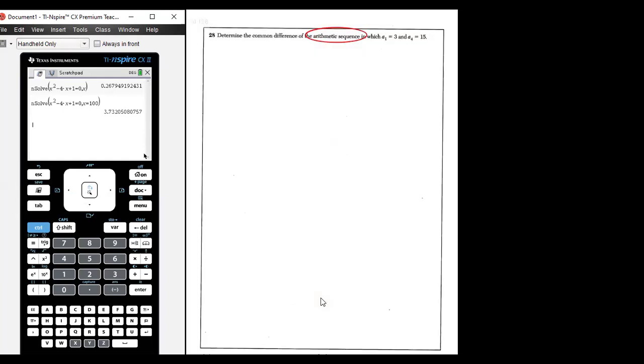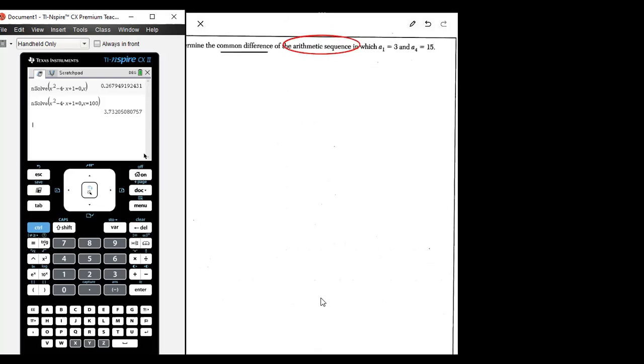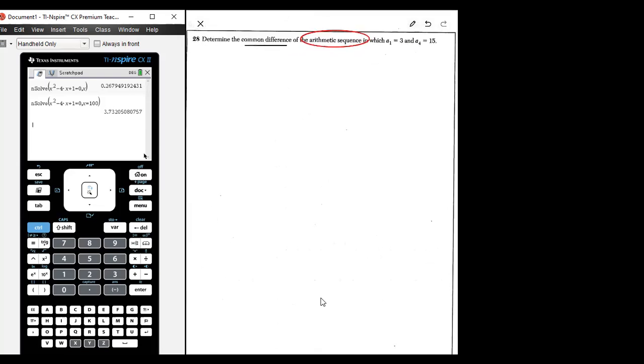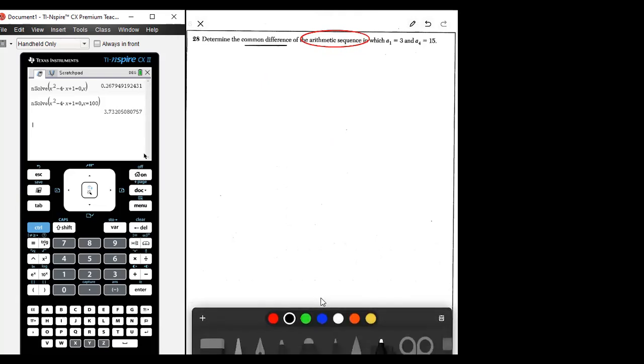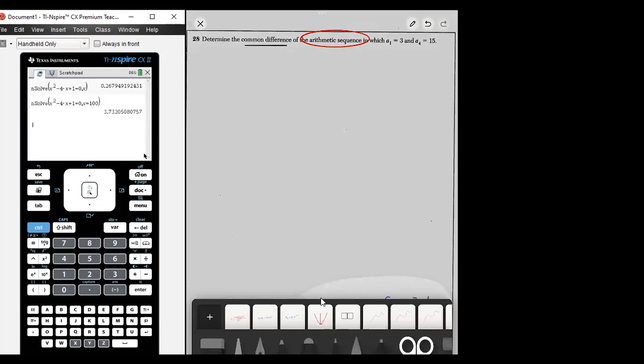Okay, so now here's another one. Now, we haven't gotten to sequences yet, but I wanted you to see this. So this one says determine the common difference of the arithmetic sequence, and they give you a sub 1 equals 3 and a sub 4 equals 15. So they want us to find the common difference. So here's what we're going to use for this. They gave us a formula, so we're going to use it.